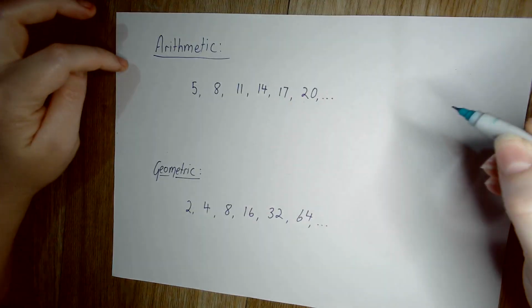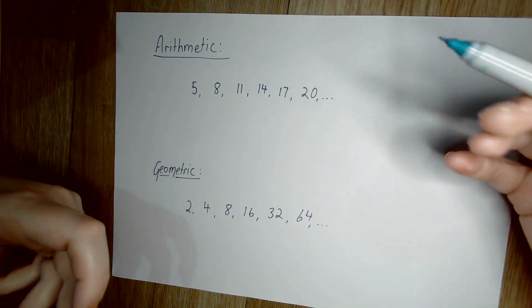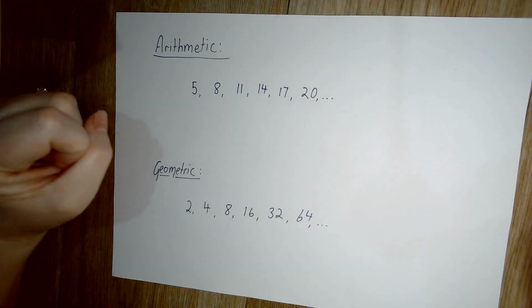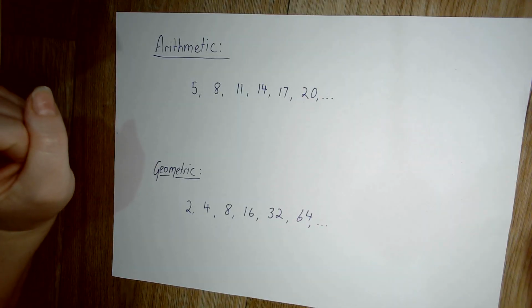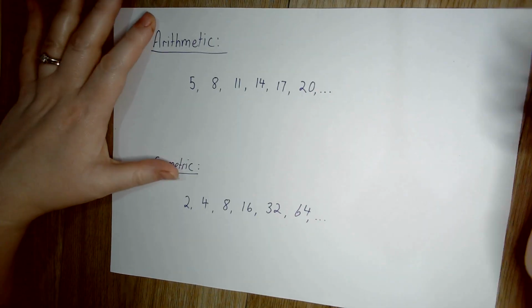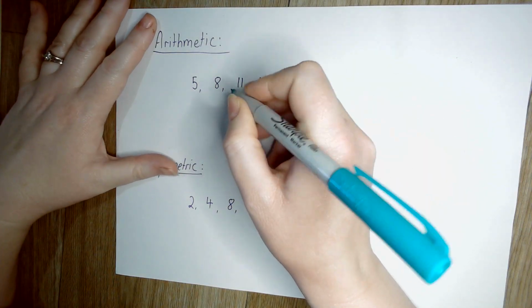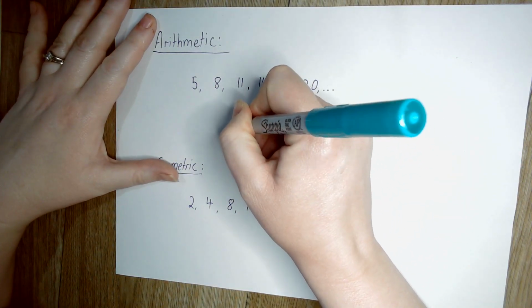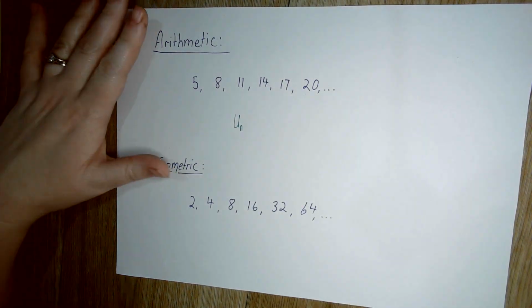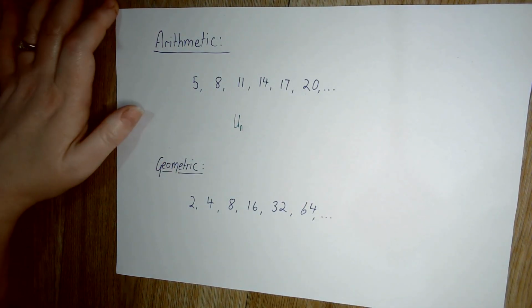So what they mean by the general term is, if I was to input any place value, what would the number be at that place value? So you're looking for the value at the nth position, and whatever you decide the nth position is.